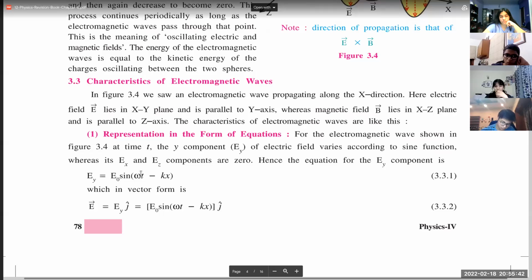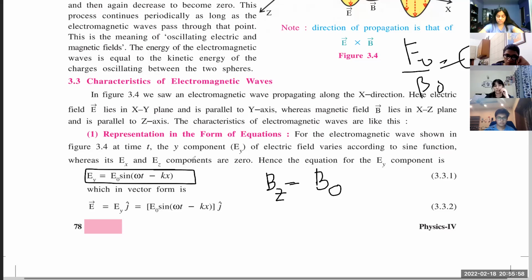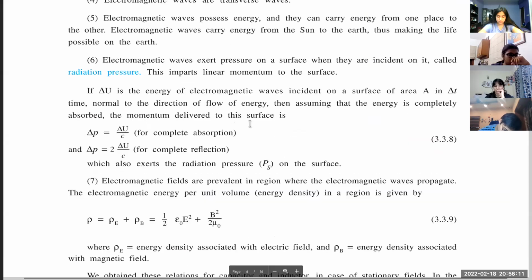If E is like this, you have to write the B vector. So first you have to decide the direction, which we just did, BZ, right? And then you have to determine the amplitude. You can always find it, E naught by B naught is c. E naught is given here. You divide it by c, you will get B naught. And then just copy the sine part. Okay, fine everyone? I will do one more example of the same thing.